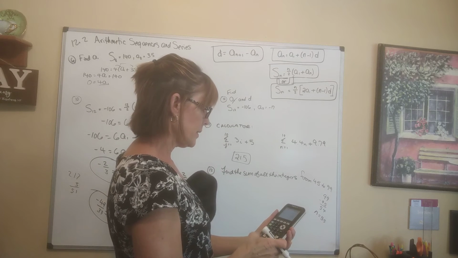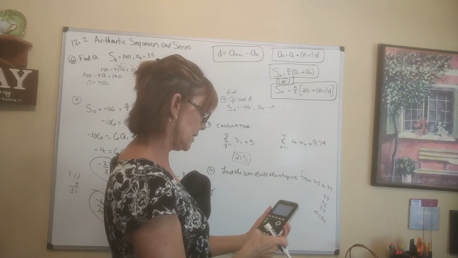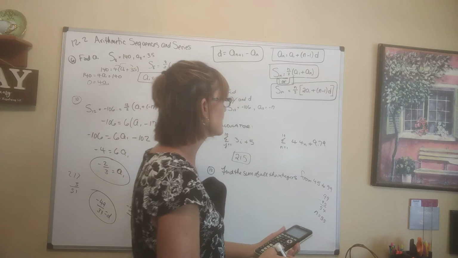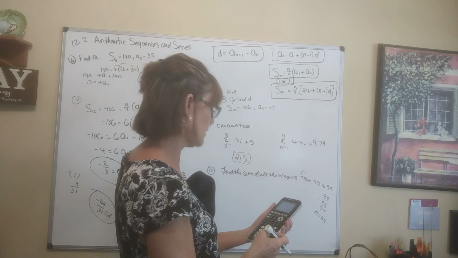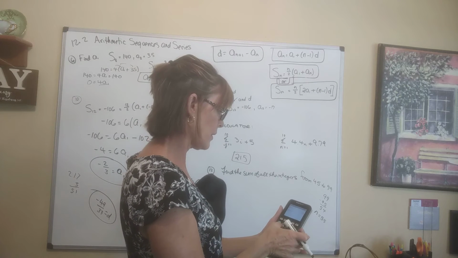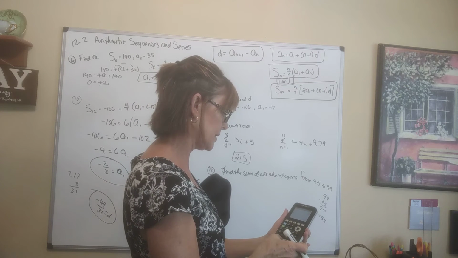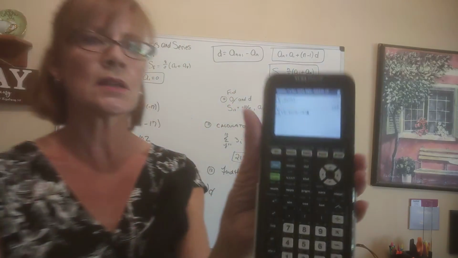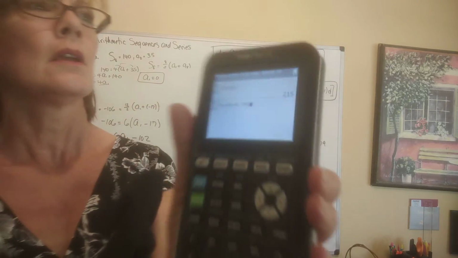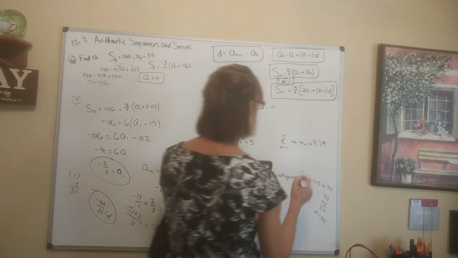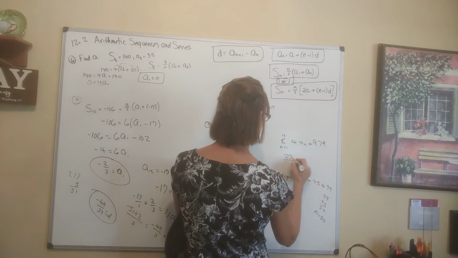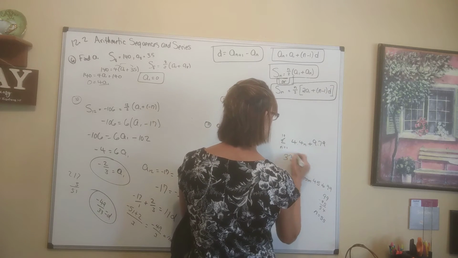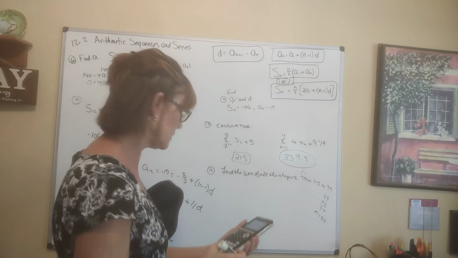From 1 to 10, and then I'm going to fill all this in. 4.4x plus 9.79. And then I'm going to hit enter, and so this is what mine looks like before I hit enter. And now I'm going to hit enter, and my answer is 339.9. So I wanted you guys to see that. That is a good thing to know.